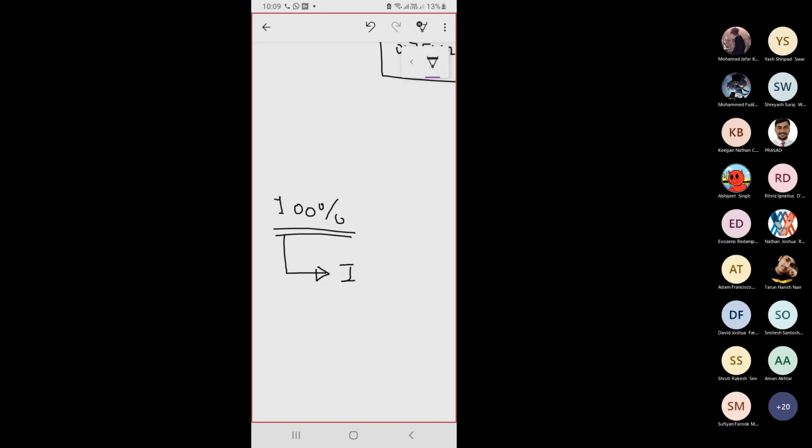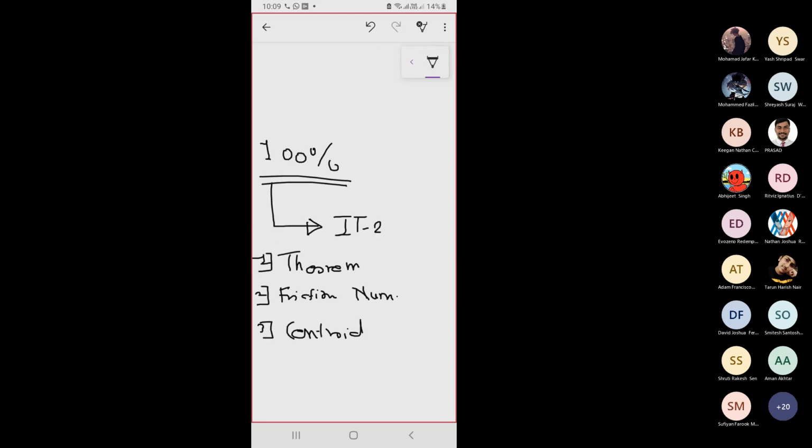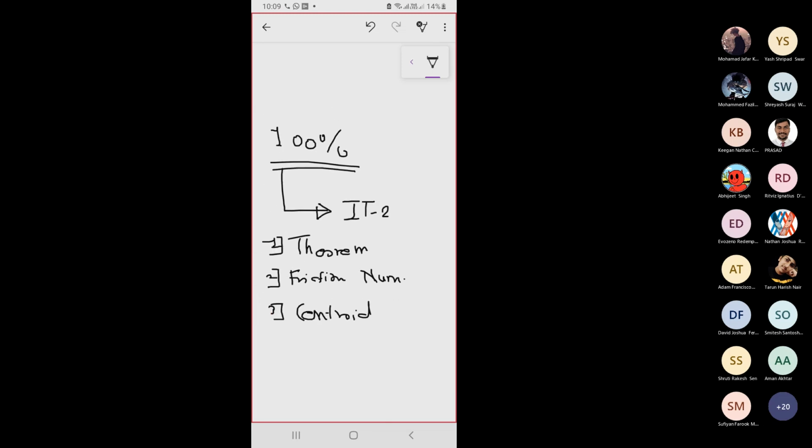For IT2, as you know, one problem will be one theorem out of two theorems. Second will be a friction problem from your notebook. Third will be centroid, a simple problem, simpler than what you solved in the notebook. And based on that same centroid, there will be a problem on moment of inertia. So that will be the IT2.